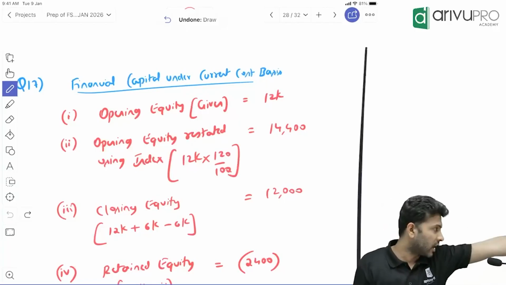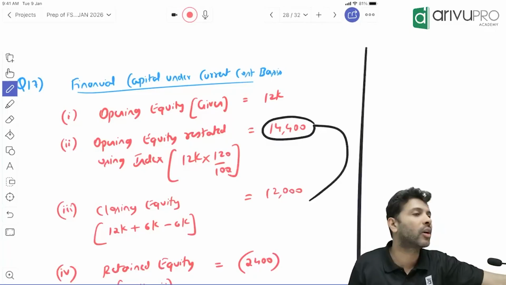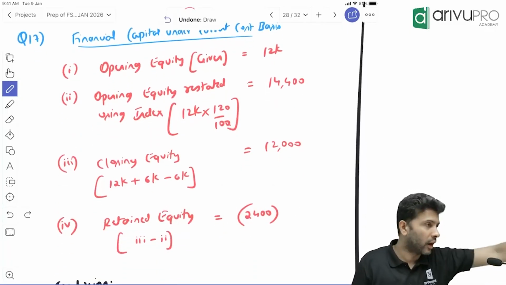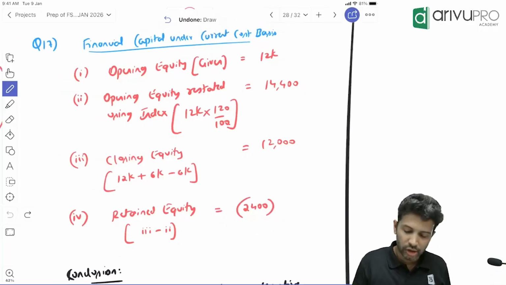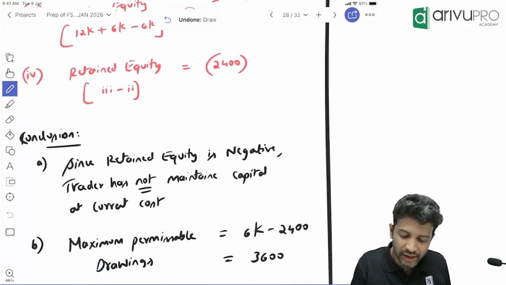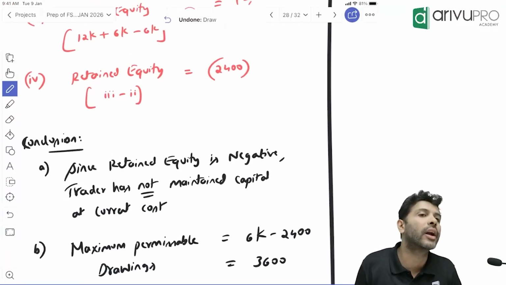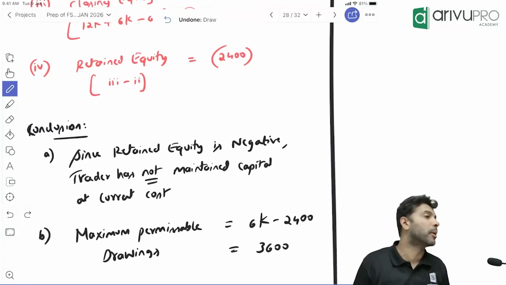12,000. Sir, we need to maintain how much? 14,400. But trader maintained only 12,000. That means did the trader retain any money? No. Ideally, he had to retain how much? 2,400. Did he retain? No. So, because this retained earnings is negative, has trader maintained the capital or not maintained? Not maintained.